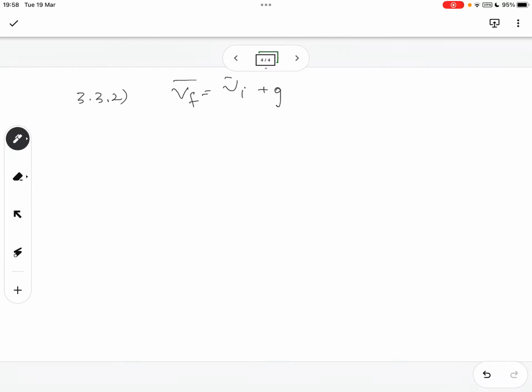We've got v final equals v initial plus acceleration due to gravity times time. We've got v final, and then delta time will give us the seconds. Yes, definitely. So we can use this one.